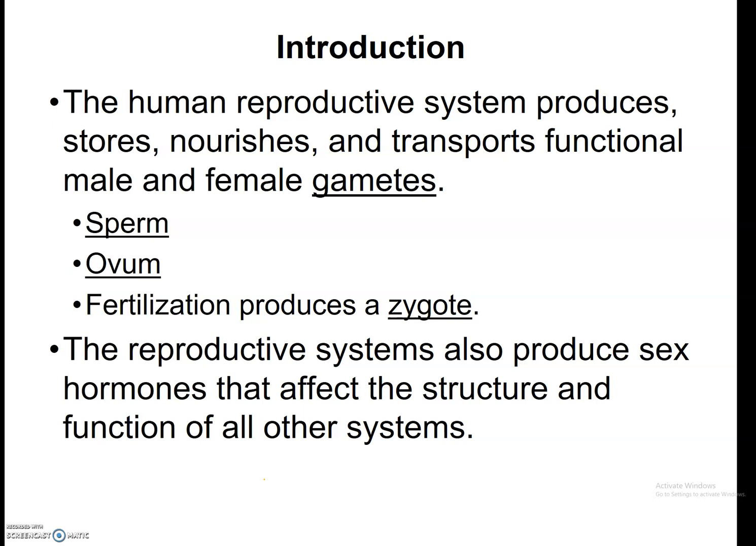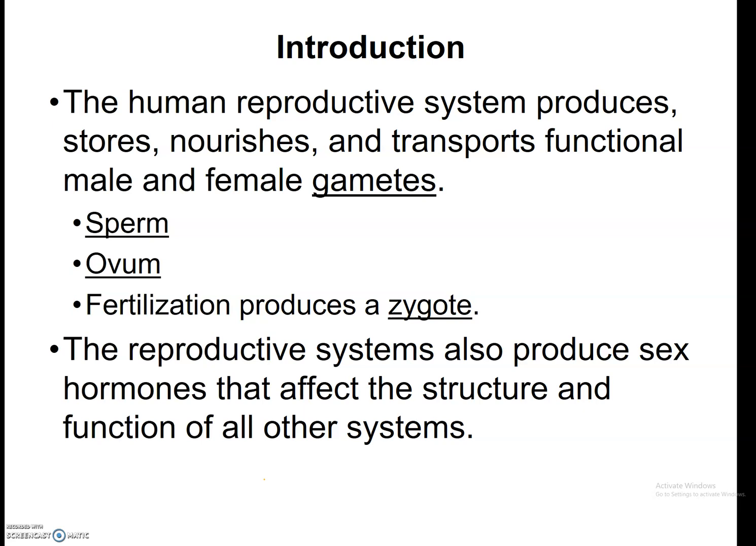So the human reproductive system basically produces gametes through the process called meiosis, which is a type of cell division that reduces the amount of chromosomal tissue by half. The reproductive systems will produce these gametes, which in males are called sperm and in females are called ovum. They're not eggs, they're called ova in humans. And these gametes are stored and nourished and prepared for transportation to prepare for fertilization. So fertilization of a sperm and an ova produces what we call a zygote. The zygote is basically the first cell that will produce an organism.